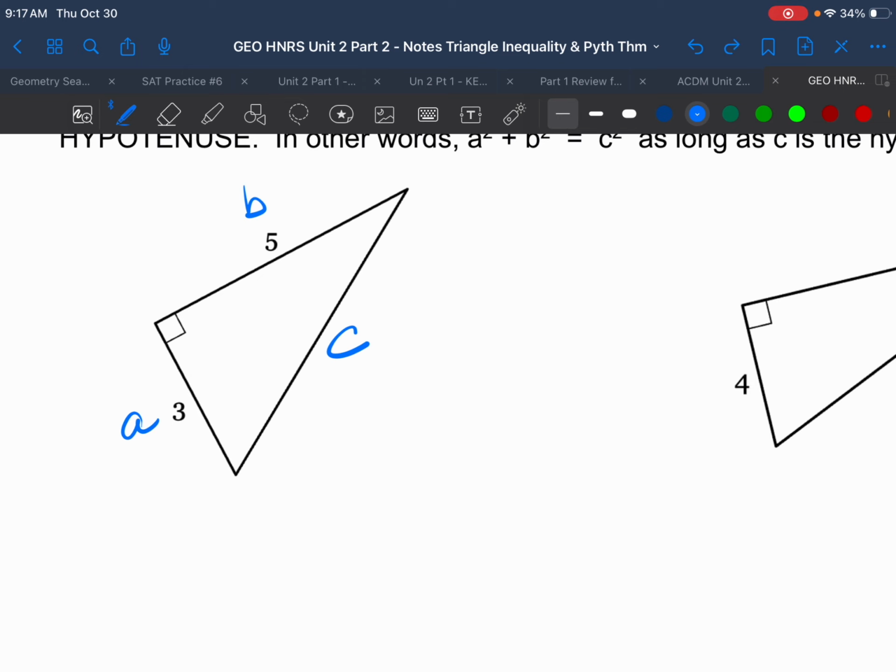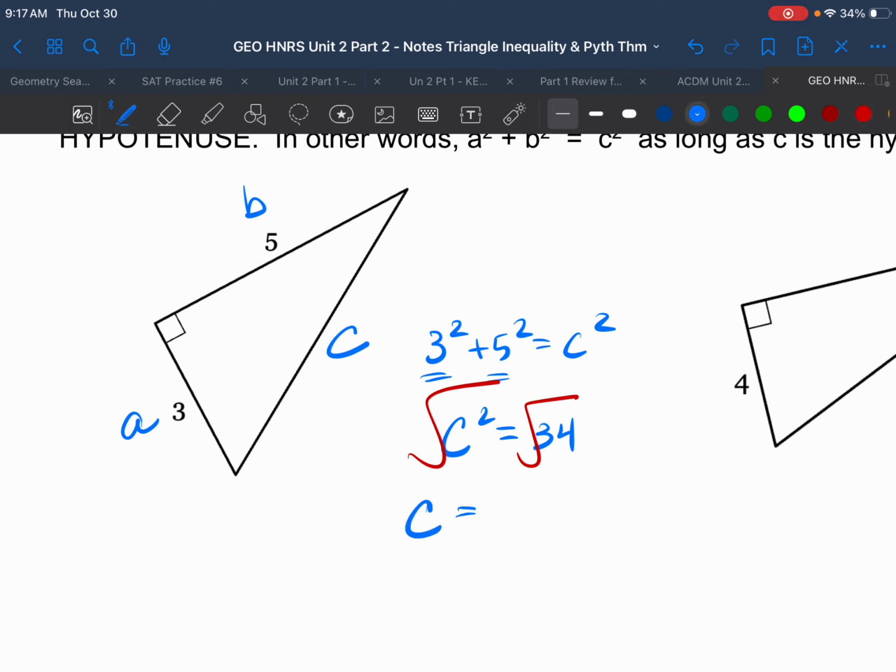Okay, so what I'm going to do is set this up as 3 squared plus 5 squared equals C squared. 3 squared is 9. 5 squared is 25. 25 plus 9 is 34, right? We take the square root, and then therefore C is radical 34.